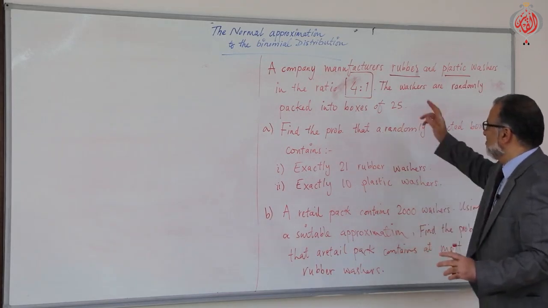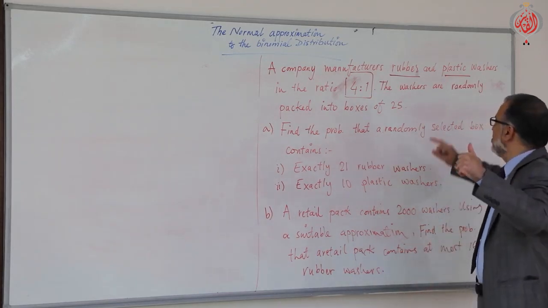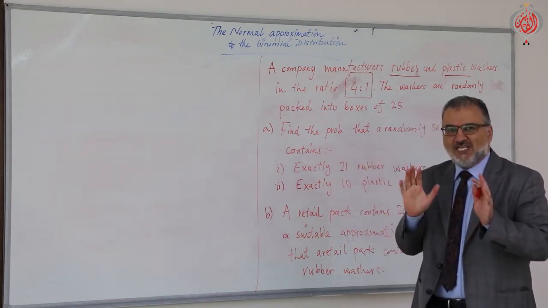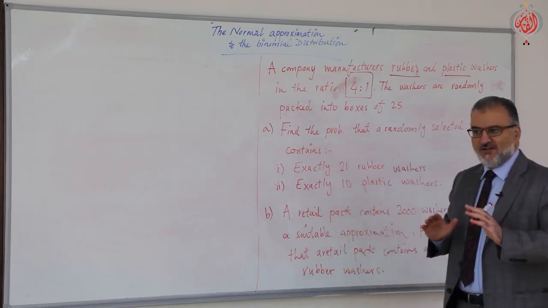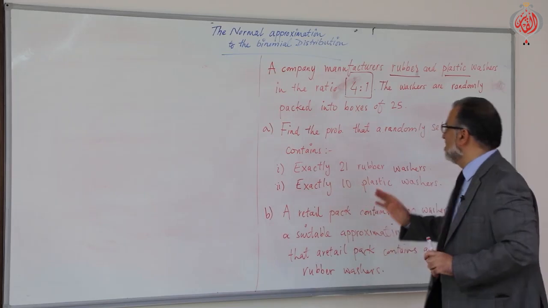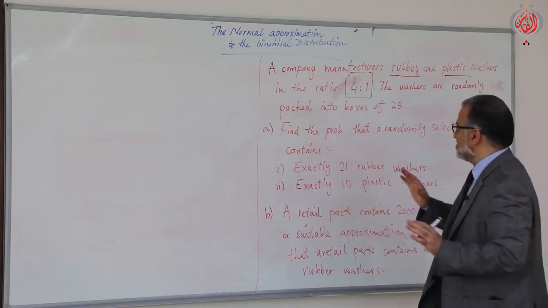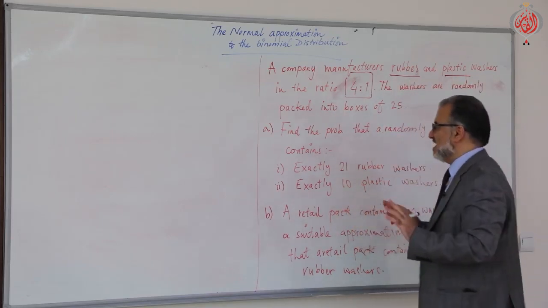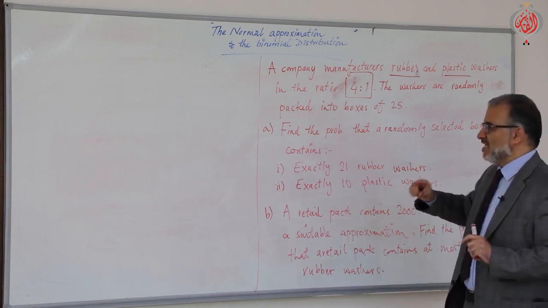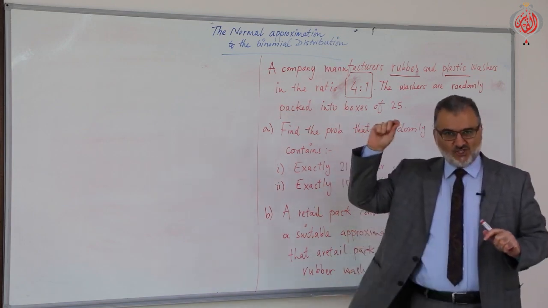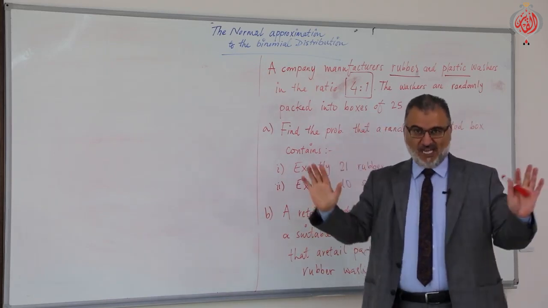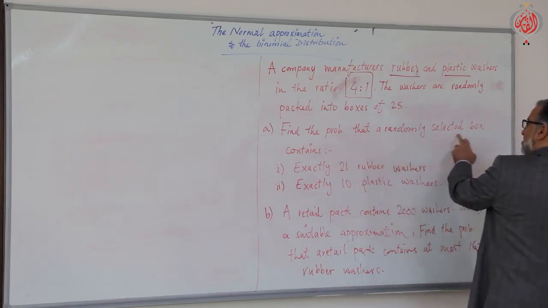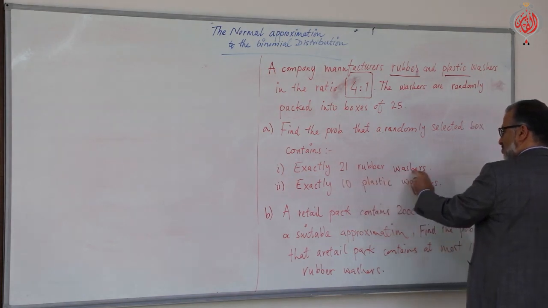Very good. Why? First of all, I have a discrete random variable, which is the number of plastic washers and the number of rubber washers. So I'm dealing with discrete random variables. There is no place for decimals, right? We are dealing with countable whole numbers, and we have either rubber or plastic washers. It's very clear. And always the probability of rubber for each selection, with replacement, will be the same from trial to trial. Now, find the probability that a randomly selected box contains exactly 21 rubber washers.